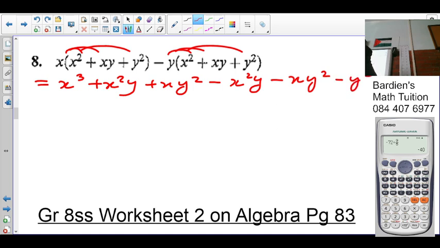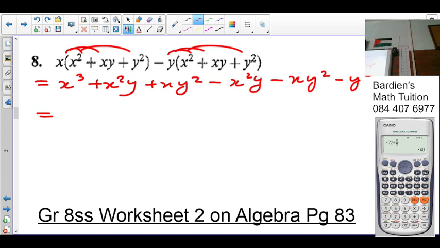Negative y times positive y squared? Negative y cubed. Some of you said yx squared, which is not wrong, but we tend to write things in alphabetical order. So in the exam, if you wrote yx squared, you won't be penalized. There's nothing wrong with it. Okay? But just for conformity, we tend to write things in alphabetical order. Okay? So what do we look for now?